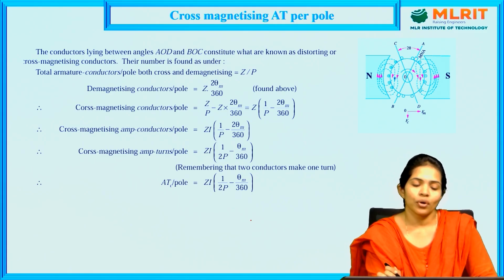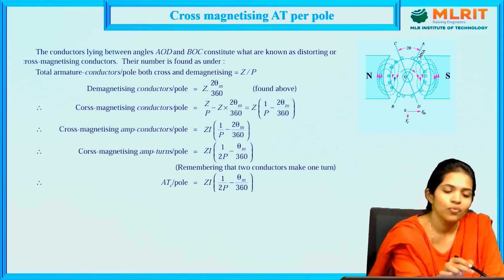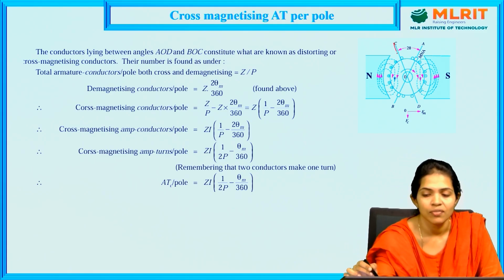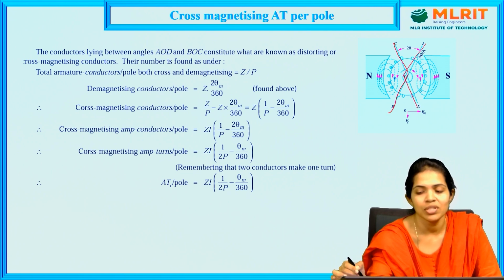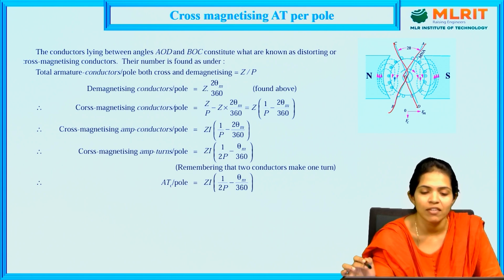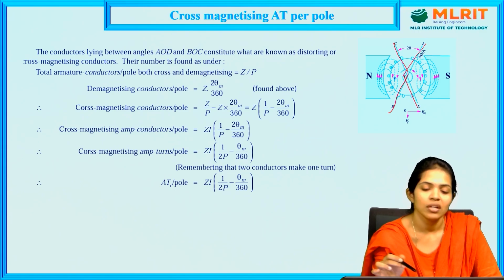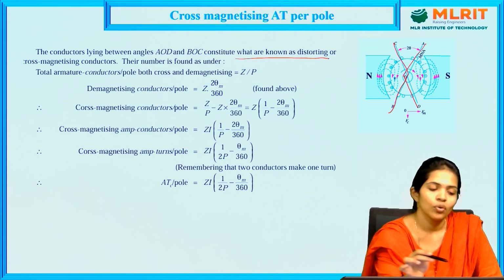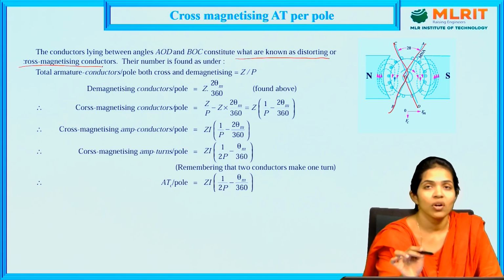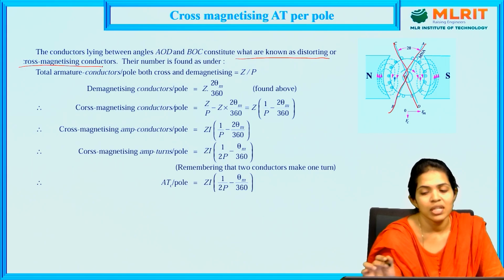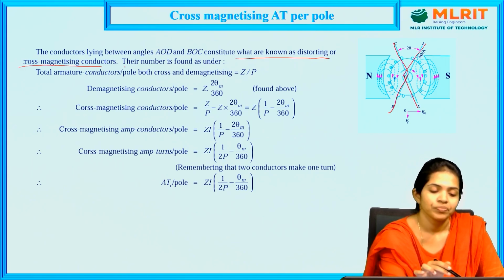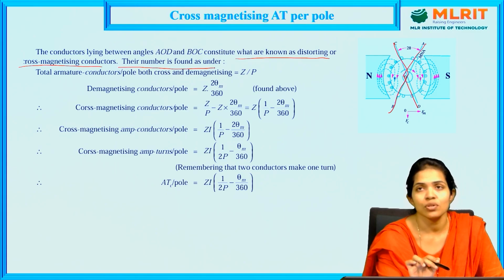Moving on to the cross magnetizing effect. Now if we observe the conductors which lie in the regions AOD and BOC, they are responsible for the cross magnetizing effect in the DC generator, known as distorting conductors or the cross magnetizing conductors. These are responsible for the distortion of the main field flux, or the resultant flux which is caused due to the armature flux and the main field flux.